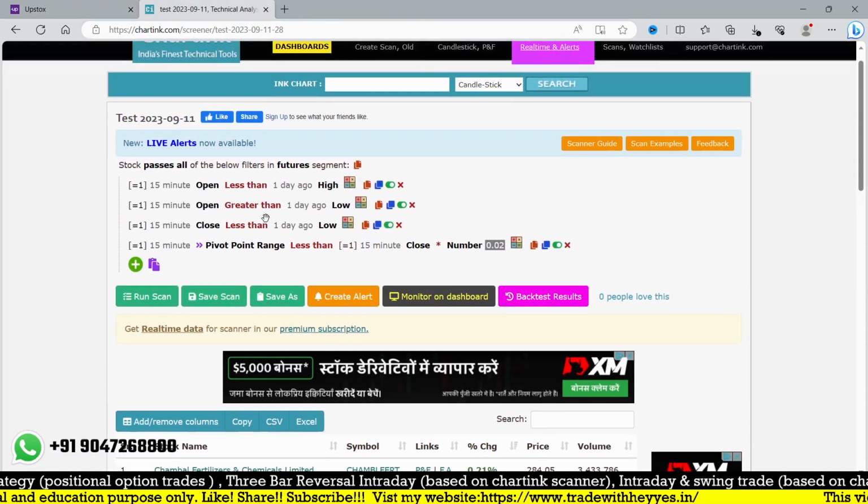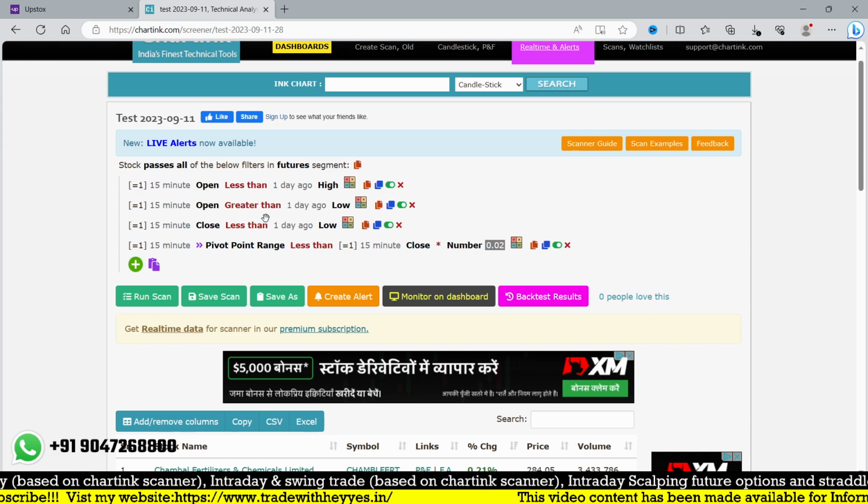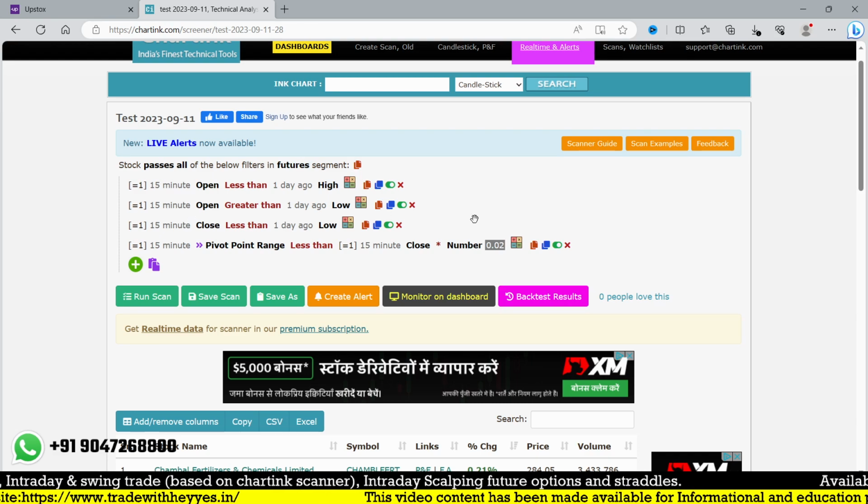And maybe if you want to create it, you can create it, and if you want to access it in the premium group, I'm going to add the scanner there also.